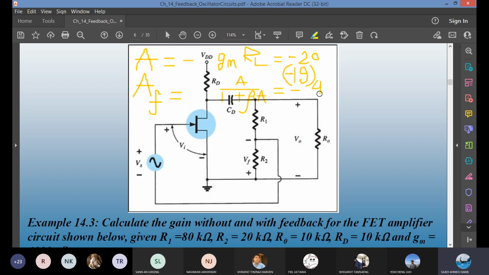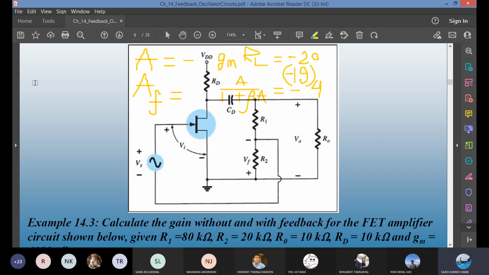Let me ask you to try one thing. What if you took A sub F equals 1 over beta, the approximation? What is 1 over negative 0.2? Minus 5. Is this acceptable or not? You compare minus 20 with minus 19. There is only maybe 5% error. That's okay. But gain with feedback between minus 4 and minus 5, it is 25% error.